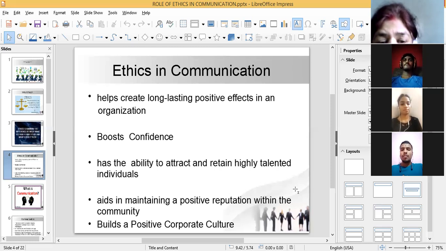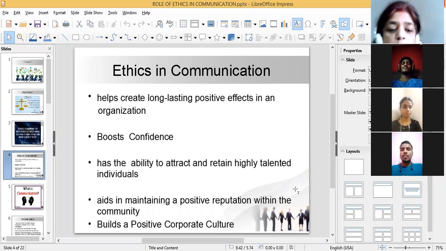So, ethics in communication. First point, it creates a long-lasting positive effect. It boosts confidence. It has the ability to attract other talented people in your group, and aids in maintaining a positive reputation. Plus, it builds a positive work culture, corporate culture.